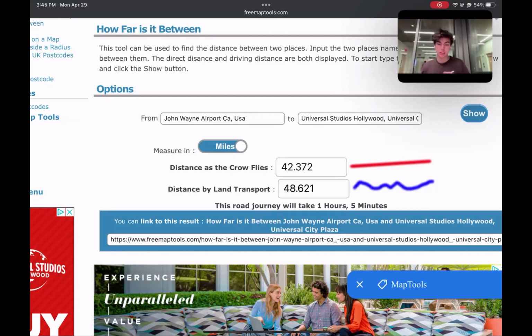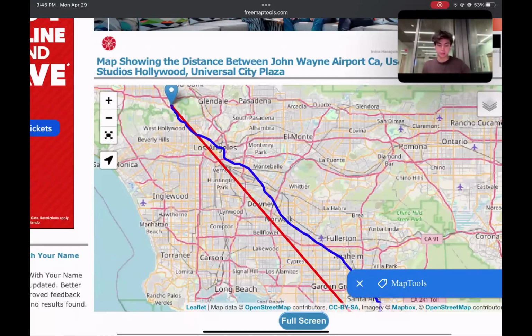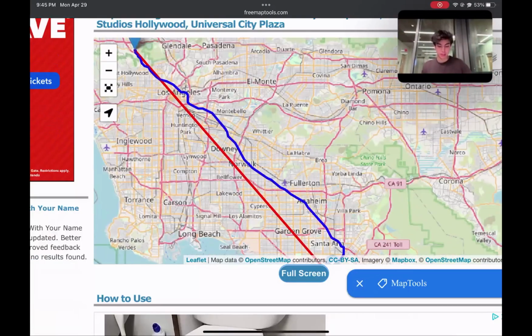Now, one thing that you should keep in mind is how the distance by land transport, if I were to literally get in a car and drive from John Wayne Airport to Universal Studios, is actually further than the distance it would take if you were to go in a straight line, if you could fly there. Here's the image on the map.